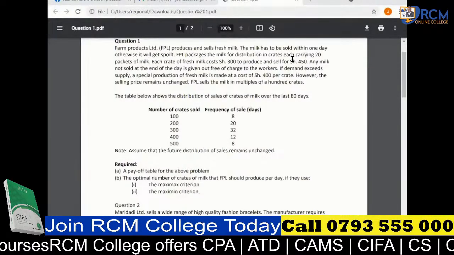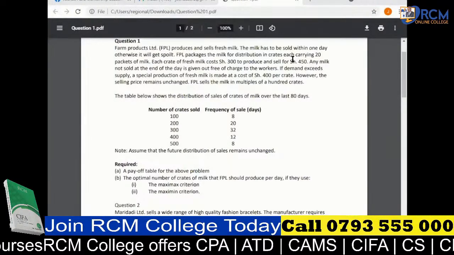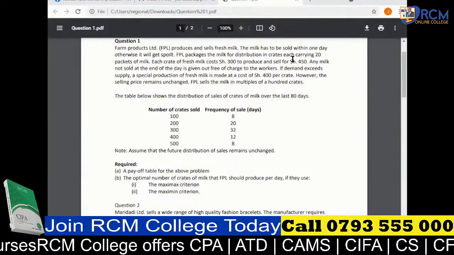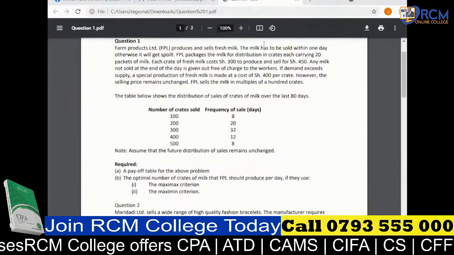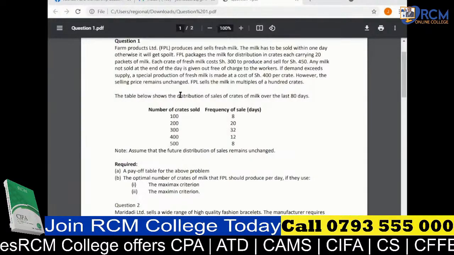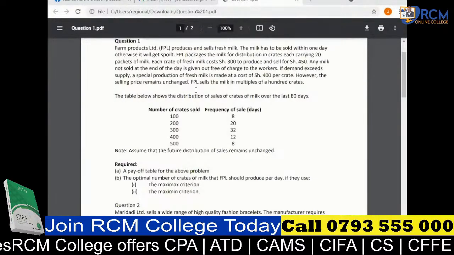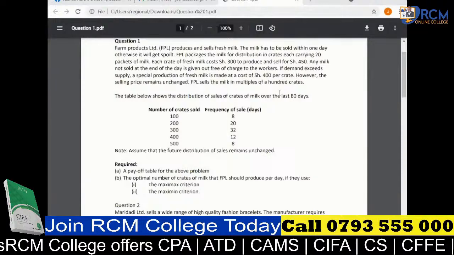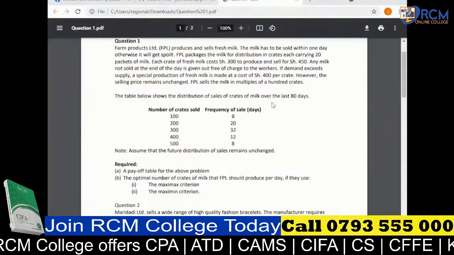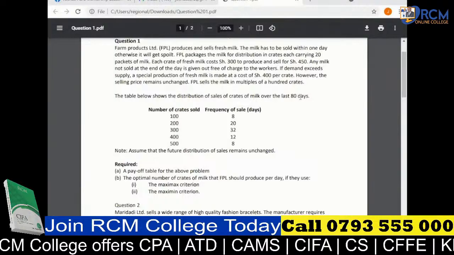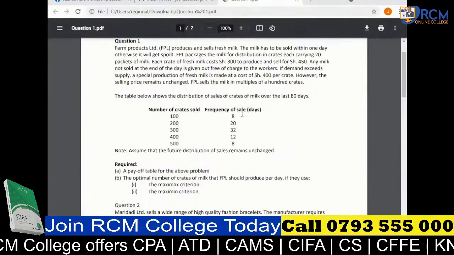If demand exceeds supply, we are told a special production of fresh milk is made at a cost of 400 per crate. However, the selling price remains unchanged. FPL sells the milk in multiples of 100 crates. We are told the table below shows the distribution of sales of crates of milk over the last 80 days. So they want us to give them a payoff table for this problem.